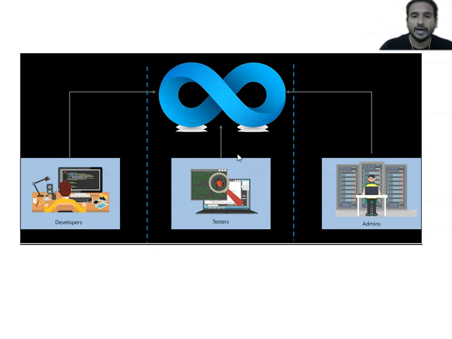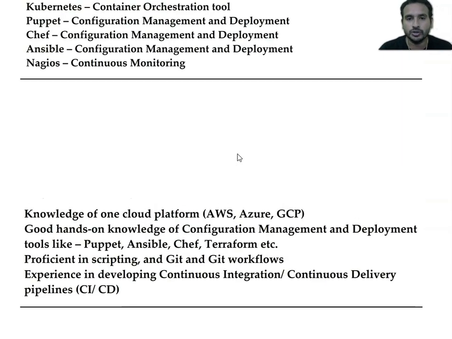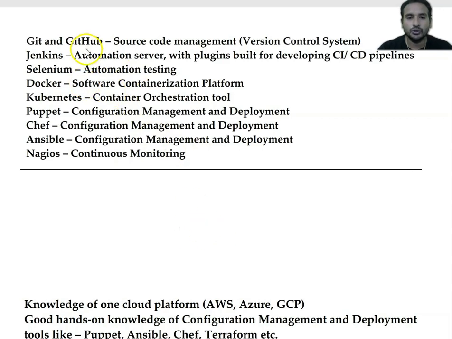Few things need to be automated. For that, in DevOps, you will come across some tools. So these are the tools. What are the tools? Git or GitHub, or some guys may call it JIT. This is source code management.